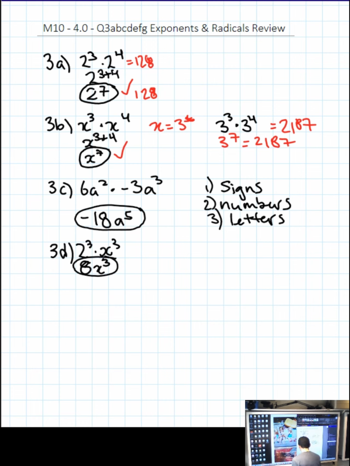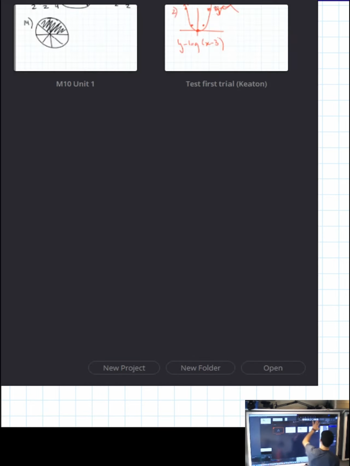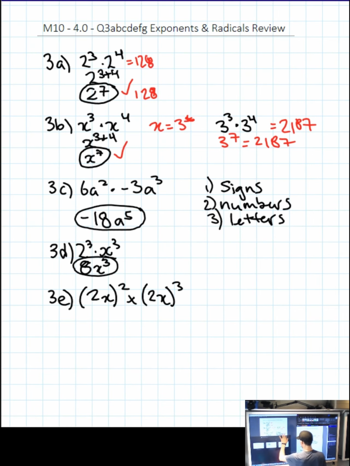Okay, we have 3E: open bracket 2x, close bracket squared, times open bracket 2x, close bracket cubed. With this specific question, we have the same thing underneath the root, so we can just add the exponents. I have (2x) with brackets around it, and 2 plus 3 is 5.